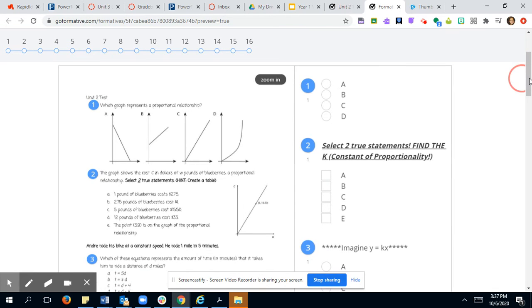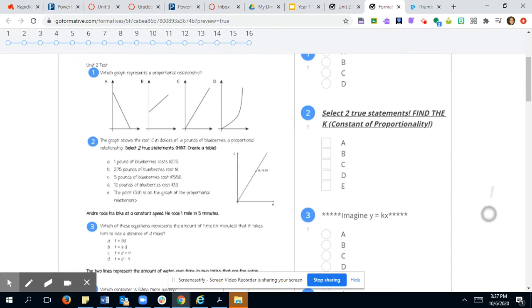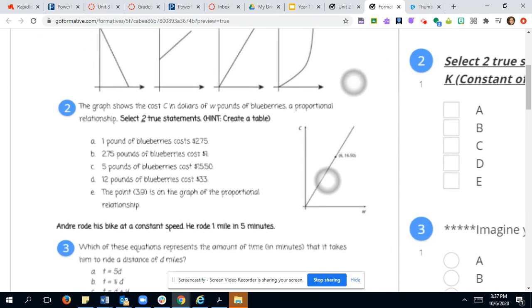All right, number 1. Which graph represents a proportional relationship? A, B, C, or D? Number 2, the graph shows the cost C in dollars of W pounds of blueberries, a proportional relationship. Select two true statements. Hint, create a table.